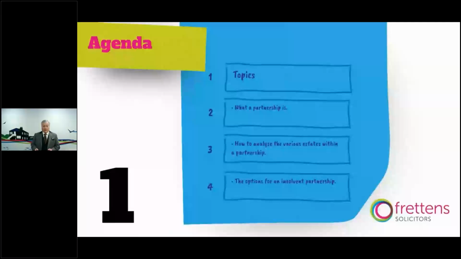There are several estates involved when a partnership becomes insolvent, and it's important to identify what they all are and work out what assets and liabilities fit in each of them. And then the third thing I'm going to be talking about are the options that you have got, the range of procedures available for dealing with an insolvent partnership.